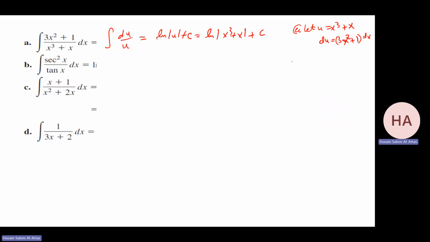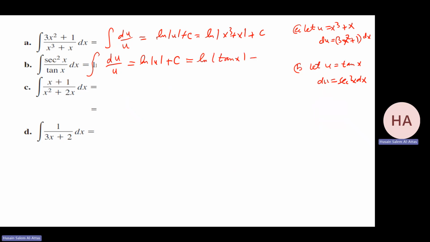The same idea, part B: let u equal tan x, du will be what? Secant squared x dx. So that will be du over u, which is ln absolute value of u plus c, and that is ln tan x plus c.